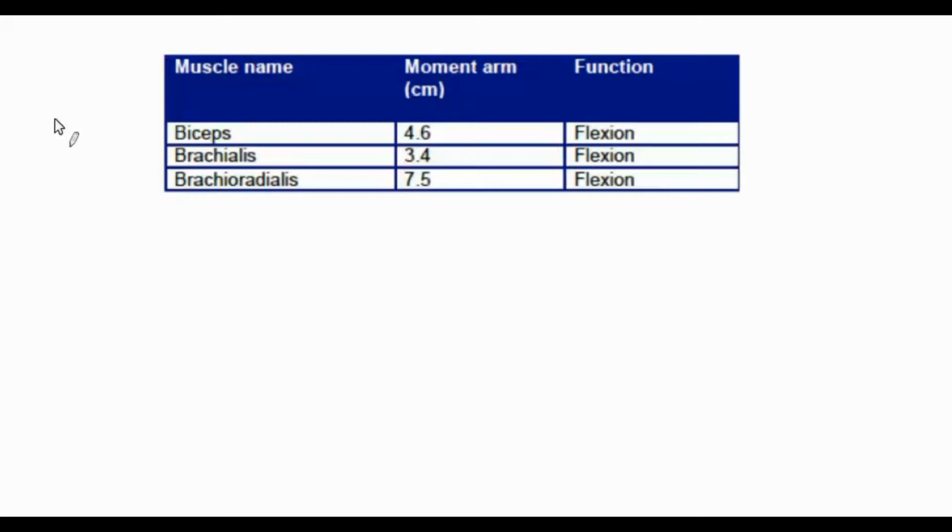Part C wants us to add two more muscles, two synergistic muscles. A synergistic muscle is a muscle that has a moment arm of the same sign. We had the biceps muscle. Now we add the brachioradialis that has a moment arm of 3.4 centimeters, and a brachioradialis that has a moment arm of 7.5 centimeters.